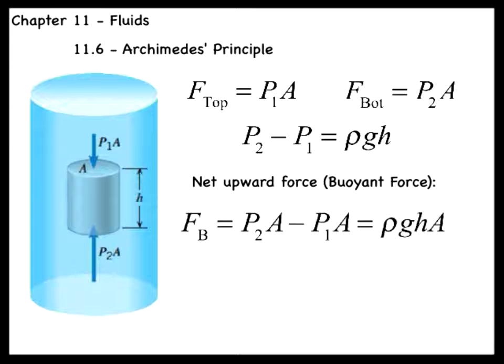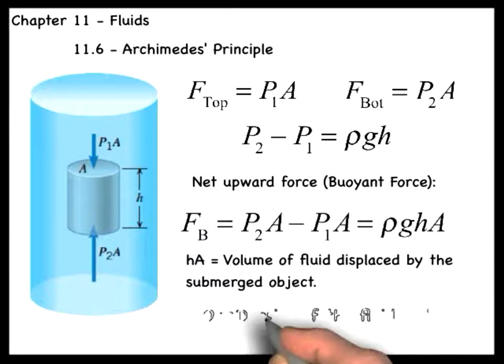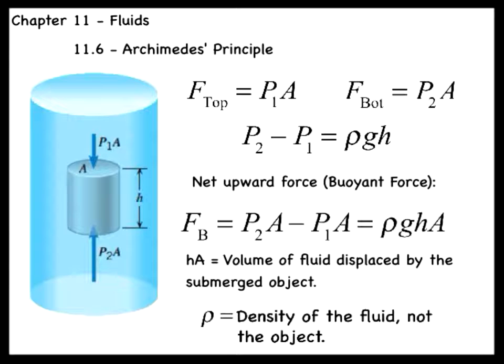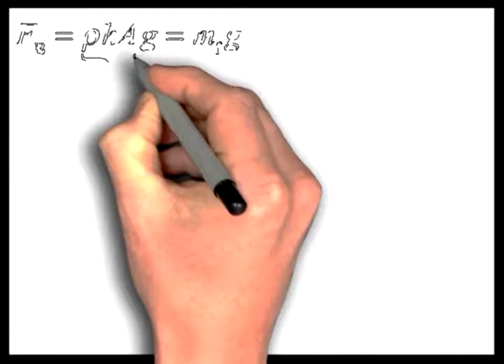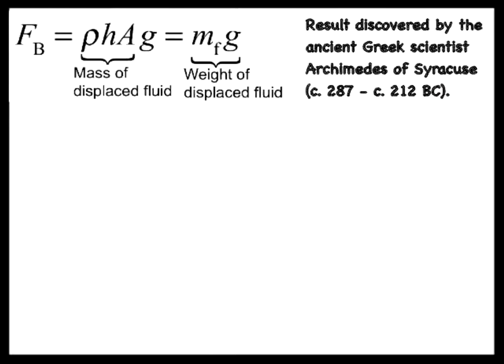From the equation above, we see that the buoyant force is equal to rho g h times A. The product of h times A is the volume of the fluid displaced by the submerged object, and the density rho denotes the density of the fluid, not the object. Therefore, the product rho hA is equal to the mass of the displaced fluid, and the buoyant force is equal to this mass times g, which is just the weight of the displaced fluid. This result was discovered by the ancient Greek scientist Archimedes.